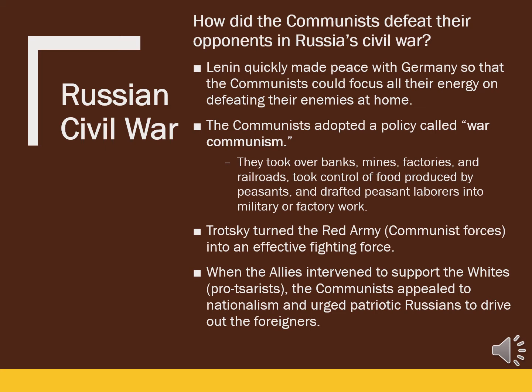Okay. The communist forces become known as the Red Army, and they fight under the Red Banner, and I'll show you what that looks like here in a second. But they adopt a policy which is called war communism, and in this they take over the banks, the mines, the factories, the railroads, the farms where they produce the food. They start drafting peasants either into the military or to do factory work because they need the factories to be staffed. And so they'll pull peasants off of their farms and put them to do that.